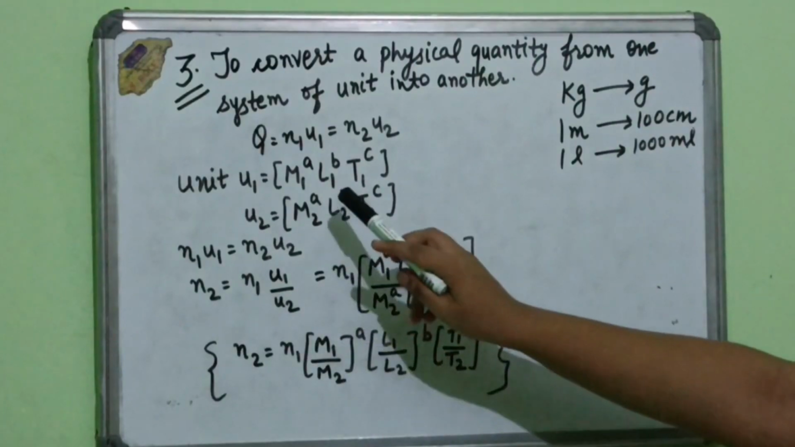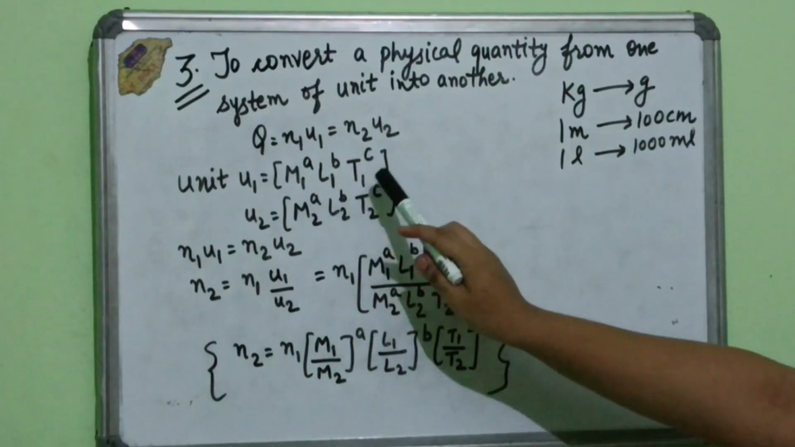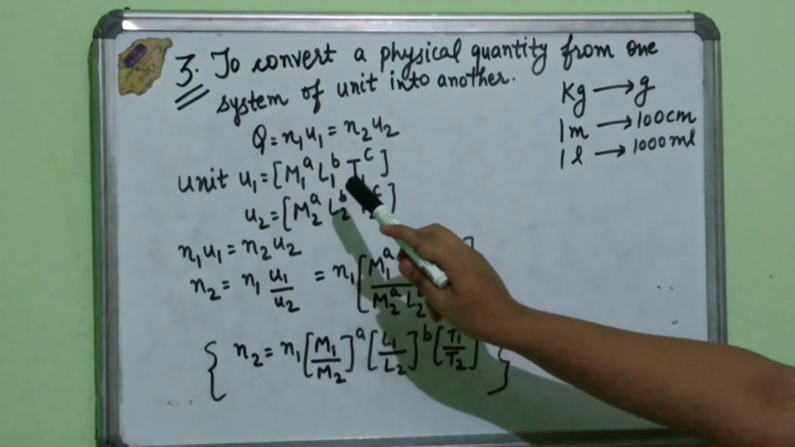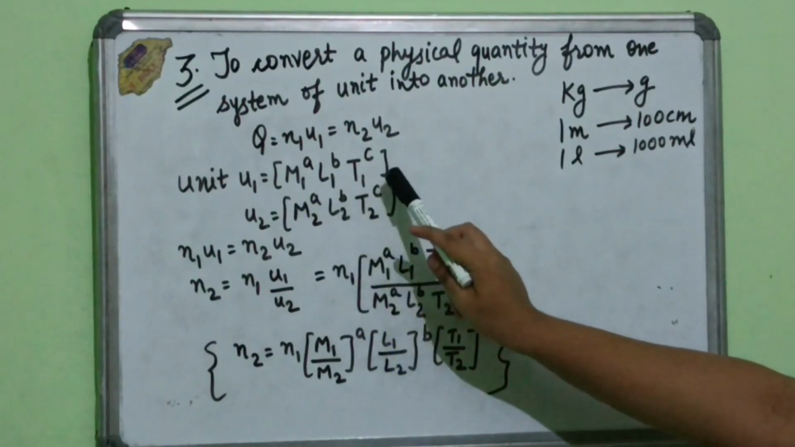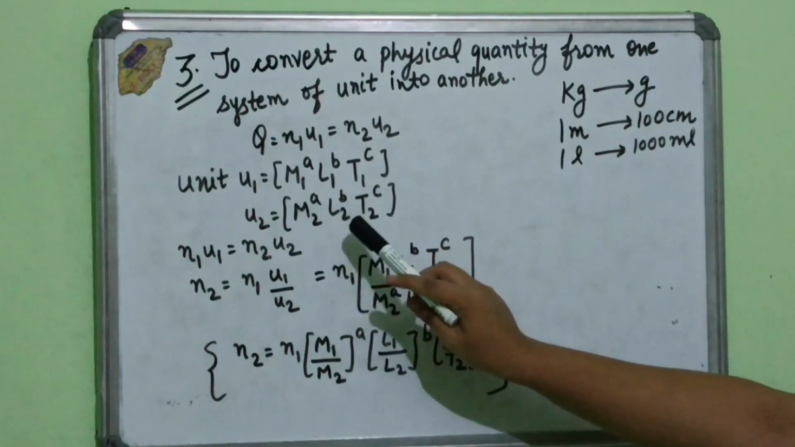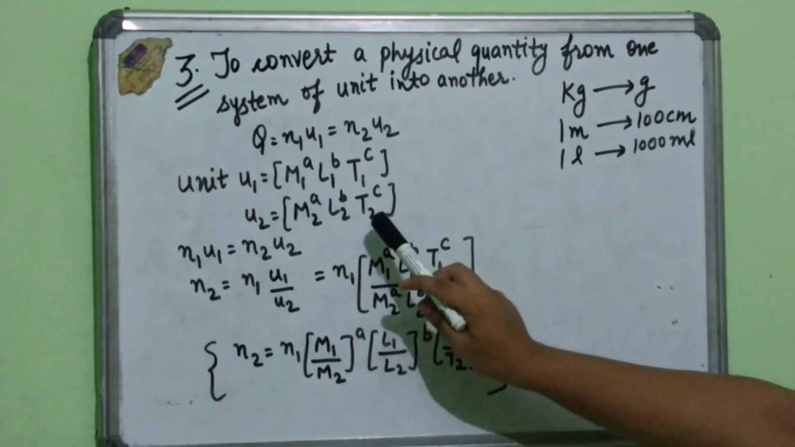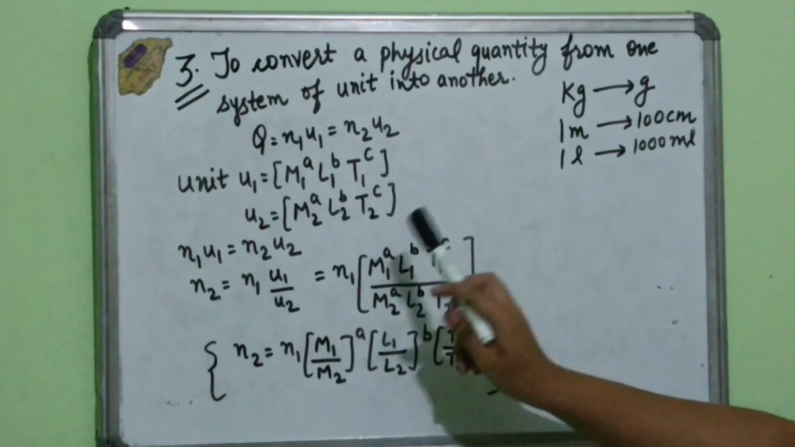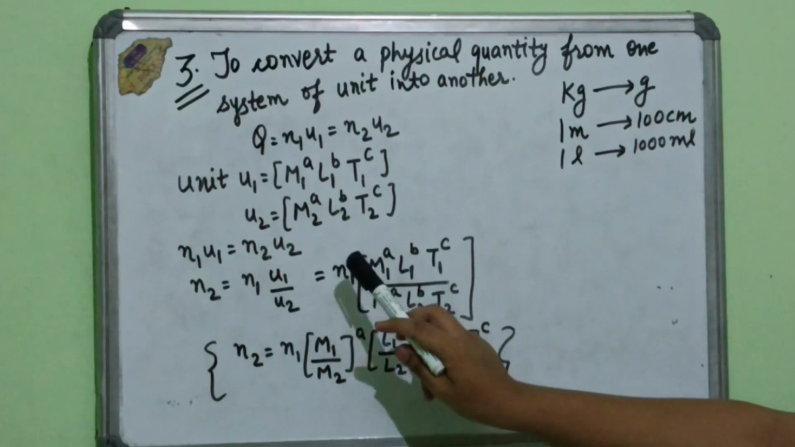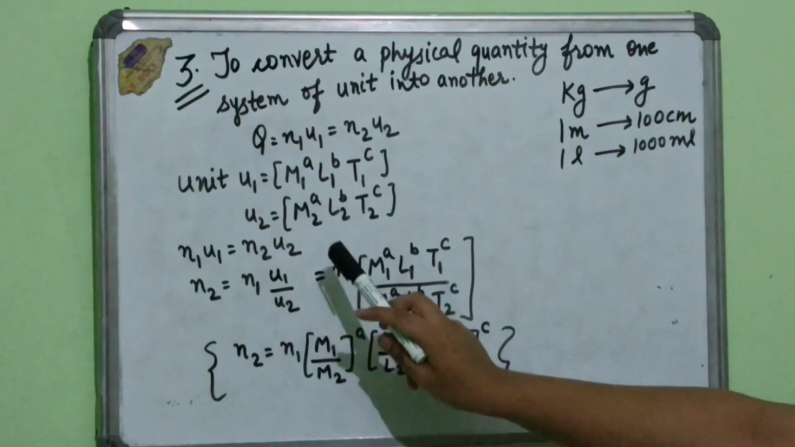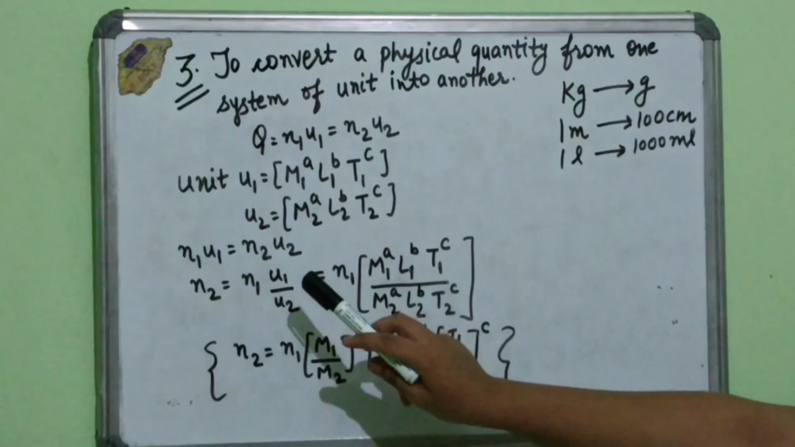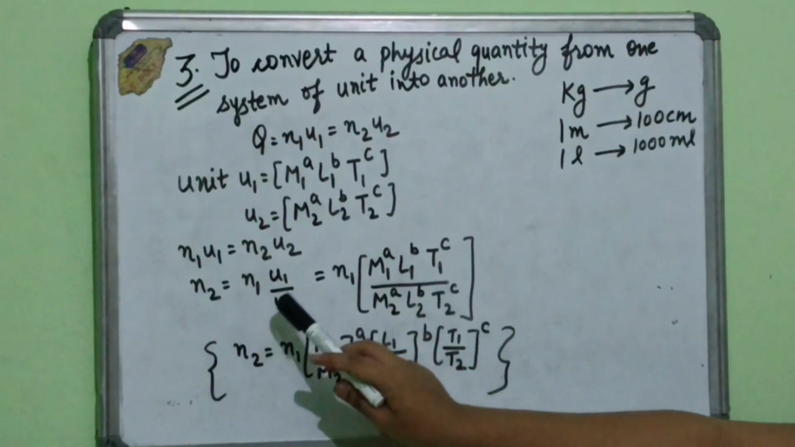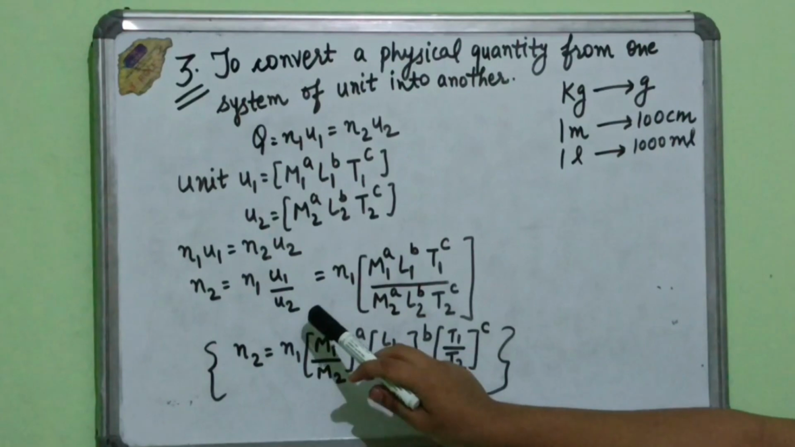We can see that it gets converted from one system of unit into another. That means that M1, L1 and T1 get converted into M2, L2 and T2. a, b and c remain the same because the quantity remains the same. n1 u1 is equal to n2 u2. We have to find out the value of n2. The value of n1 is given in the question. So n2 is equal to n1 u1 upon u2.